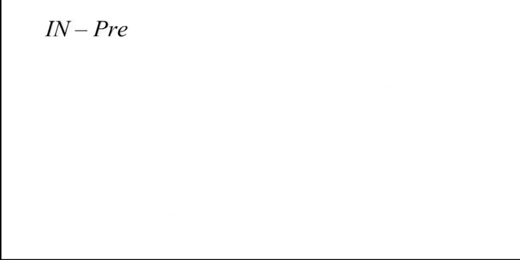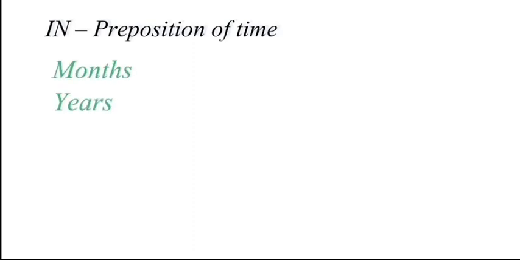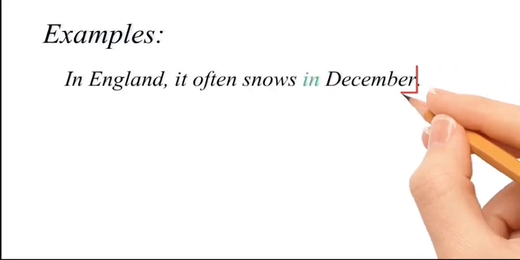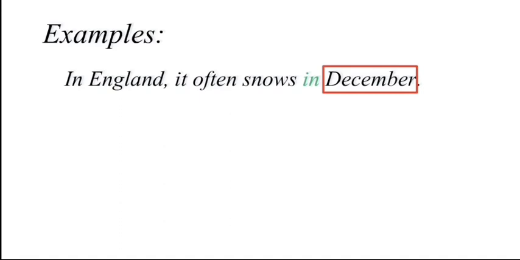Now let's talk about "in". It's quite easy comparatively. This preposition of time is used before months, years, seasons and centuries and long periods like in the Ice Age. So let's see the examples for all of them. In England, it often snows in December. December is the name of a month, so we use in before that.